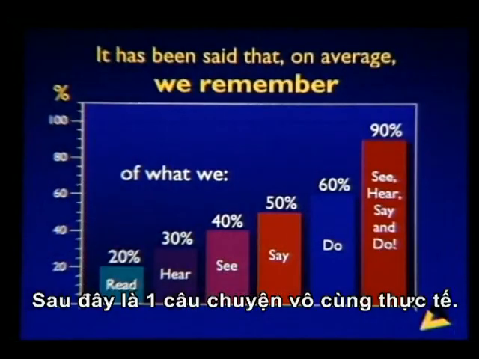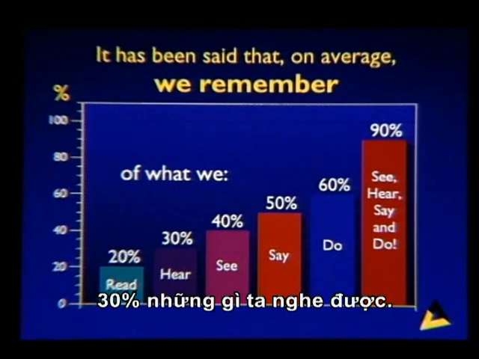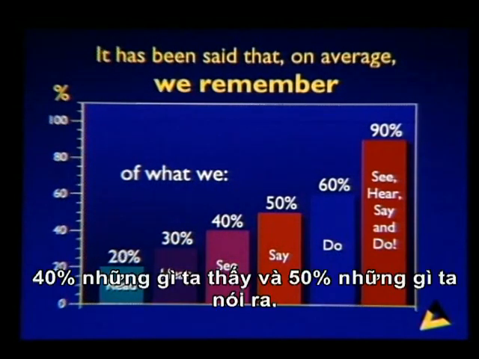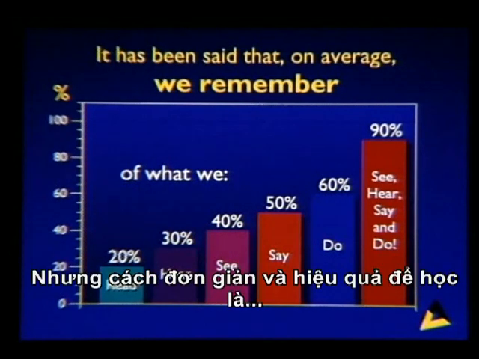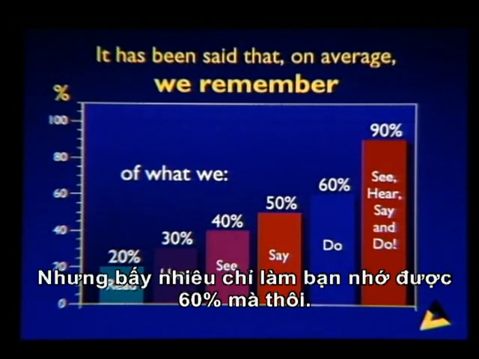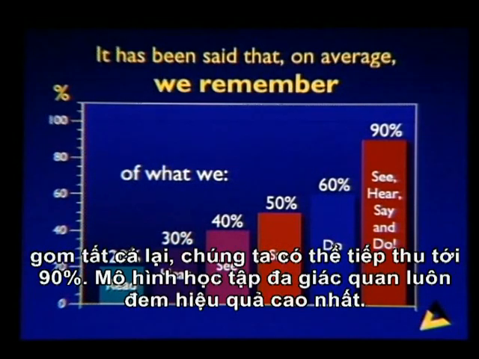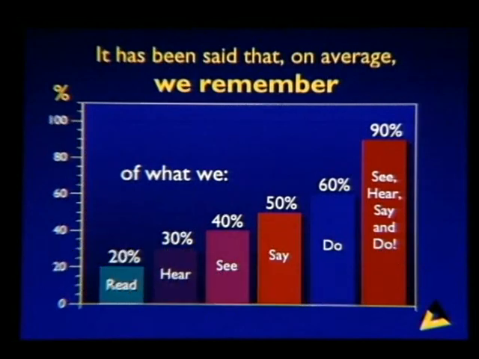And this chart, I think, really tells a story. On average, we only remember about 20% of what we read, 30% of what we hear, 40% of what we see, and about 50% of what we say. But the single most effective way to learn is to physically do something, to be actively involved. But that still only results in about 60% recall. However, if we can see it, if we can hear it, if we can say it, and if we can do it all together, then we can increase that recall to 90%. Multi-sensory learning really pays dividends.